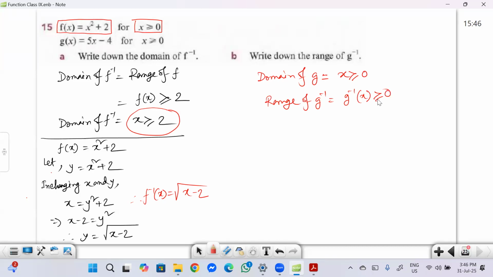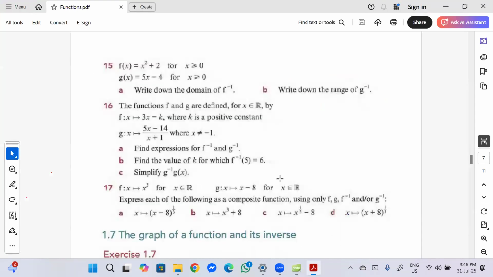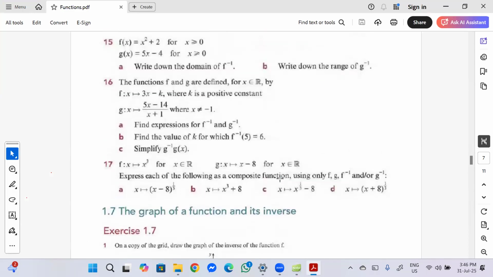Yes, and the numerical value will remain the same. Easy to understand? Yes. Again, we can also find g inverse and then find the range of that function. So there is an option for that also. Okay, now 15 is done.